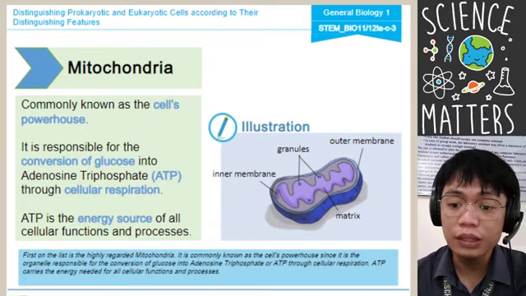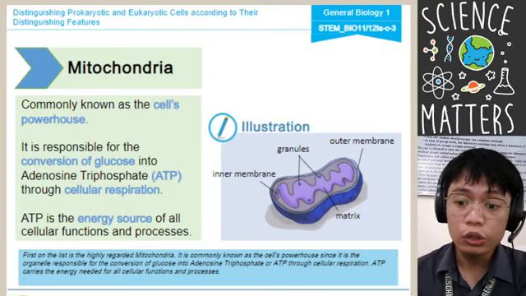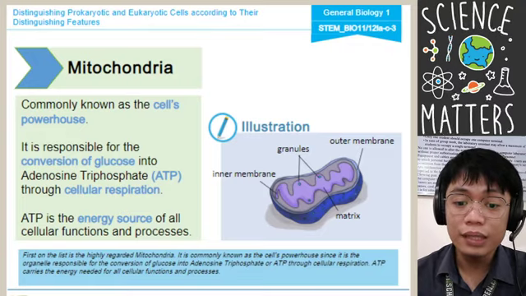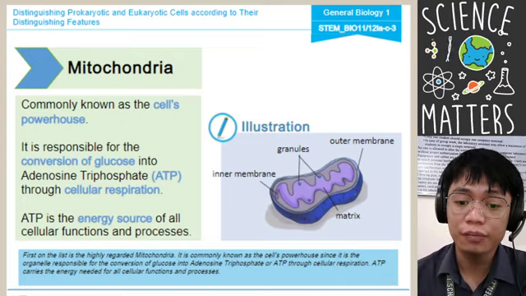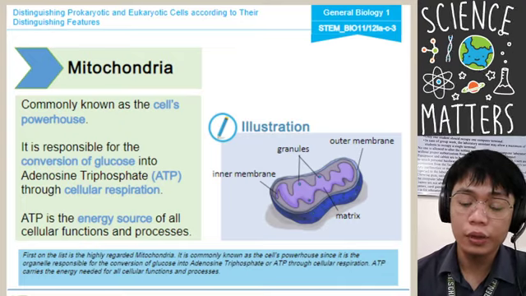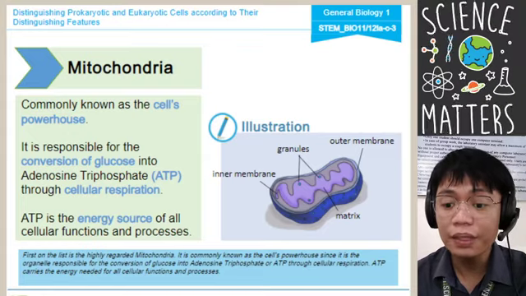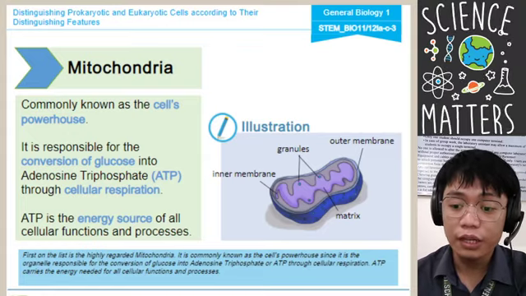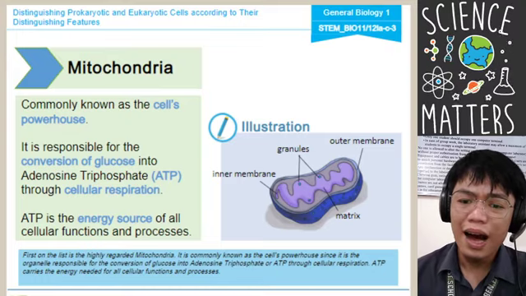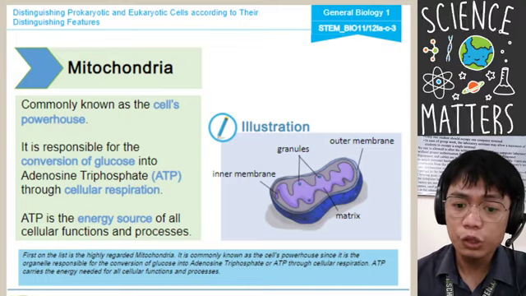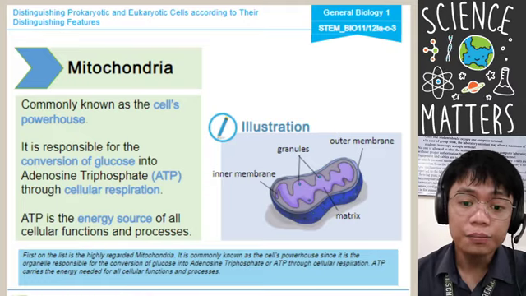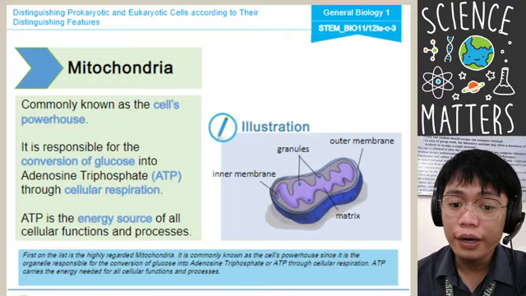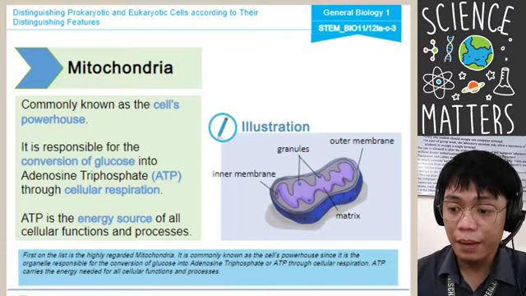It is responsible for the conversion of glucose to ATP through cellular respiration. In cellular respiration, there are different processes, but we're not going to dig into that. ATP is the energy source of all the cellular functions and processes. A cell cannot function well without ATP because it needs energy for its parts to do their specific function more effectively.